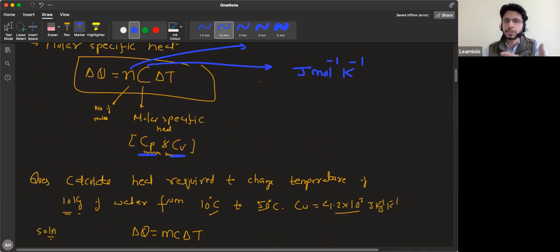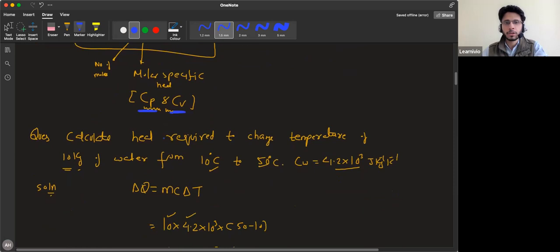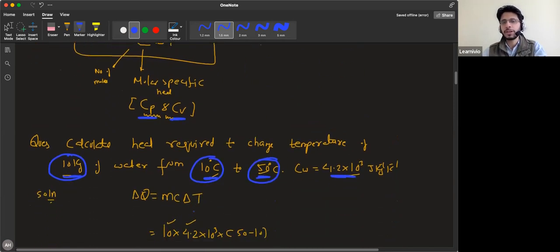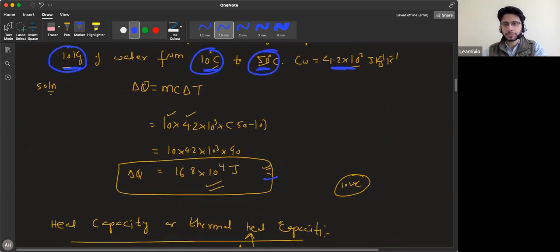We'll discuss in KTG and thermodynamics what those types are. So, a very, very simple problem: calculate the heat required to change the temperature of 10 kg of water from 10 degrees Celsius to 50 degrees Celsius. Specific heat is given. The mass of water, initial temperature, and final temperature are given. You just have to calculate mc delta T, and that will be the heat required.